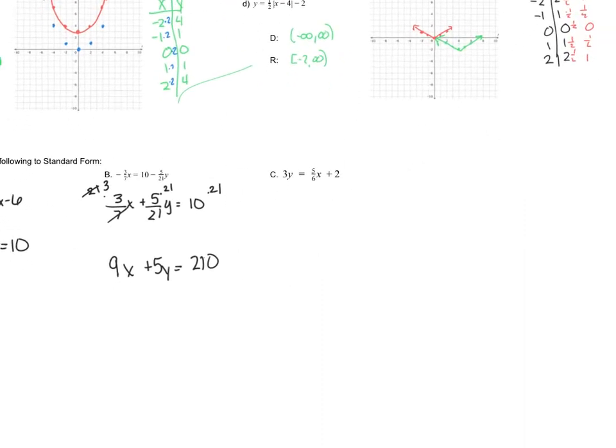And then the last guy here, let's bring over this y, keep our x positive, and bring over the 2. Get rid of this 6 by multiplying everything by 6. So 5x minus 18y equals negative.